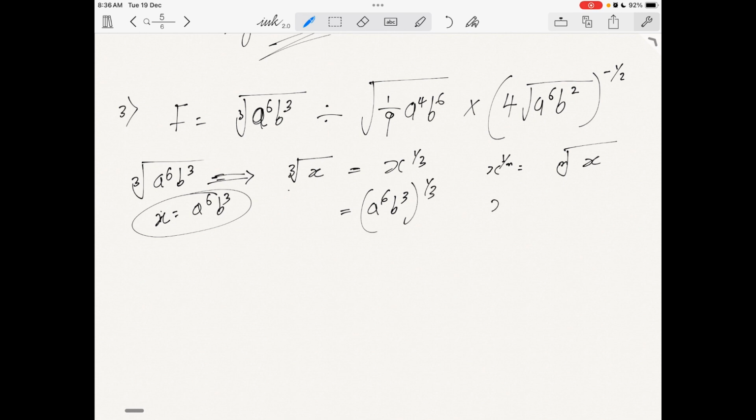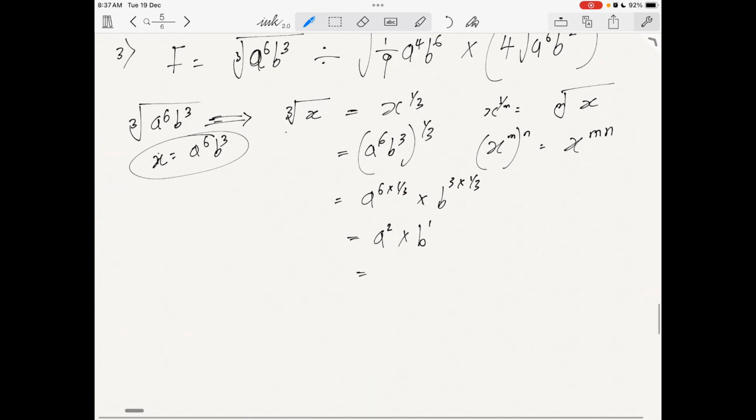Now this reminds us of the power law that says x raised to power m, raised to power n, is equal to x raised to power mn. So this will give me a raised to power 6 multiplied by 1 over 3, multiplied by b raised to power 3 multiplied by 1 over 3. So 6 times 1 over 3 gives me 2, that's a squared, multiplied by b, 3 times 1 over 3, that gives me b raised to power 1. So this will give me a squared b.